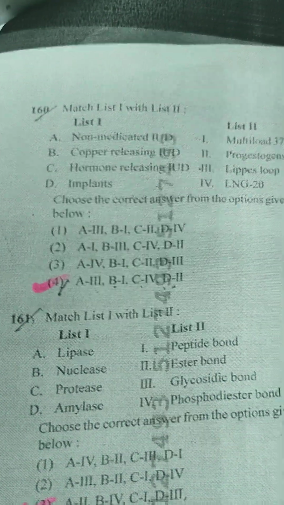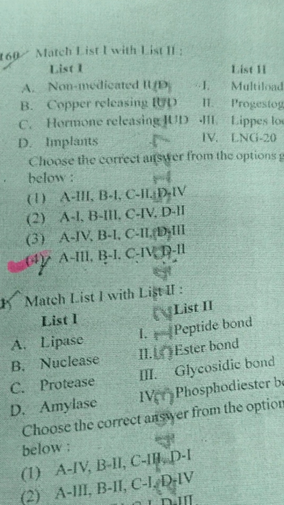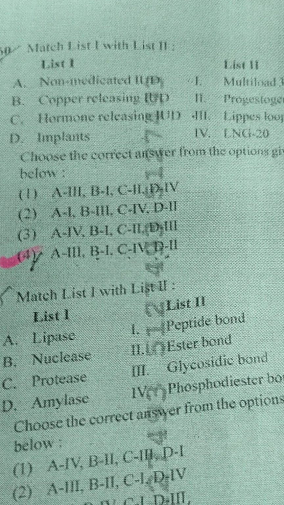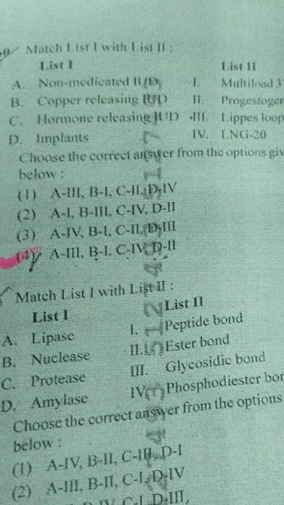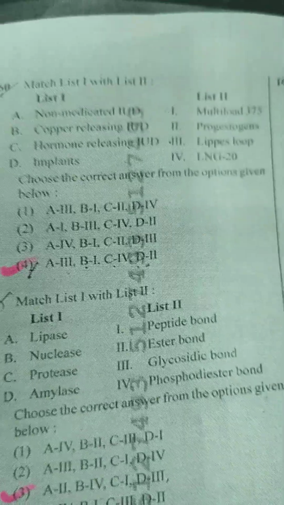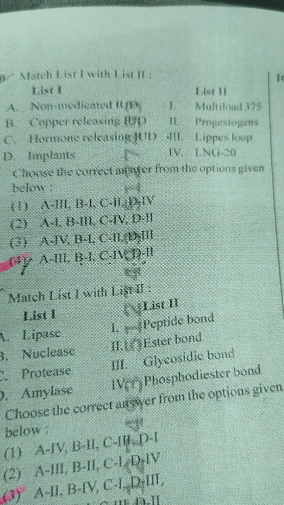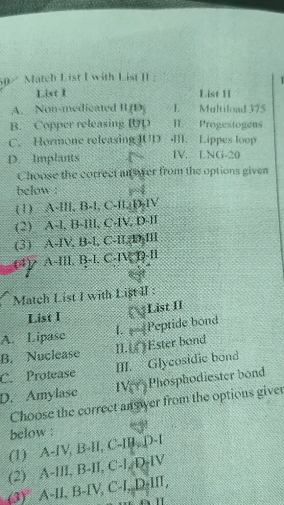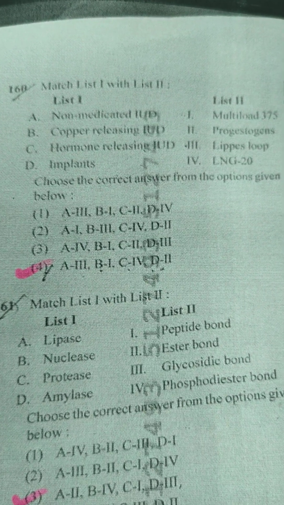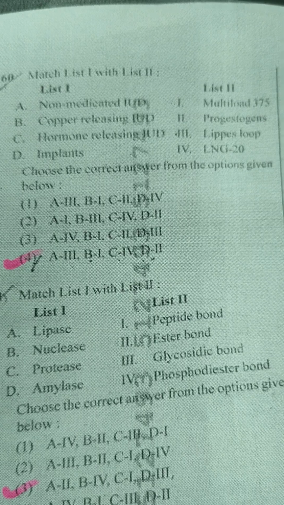Question number 160. List 1, List 2. List 1: A, non-medicated IUDs, B, copper releasing IUDs, C, hormone releasing IUD, D, implants. List 2: 1, Multiload 375, 2, progestogens, 3, Lippes loop, 4, LNG-20. Correct answer is 4. A3, B1, C4, D2.